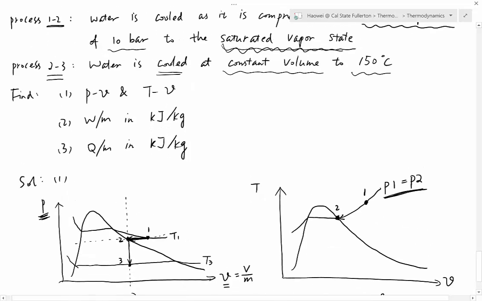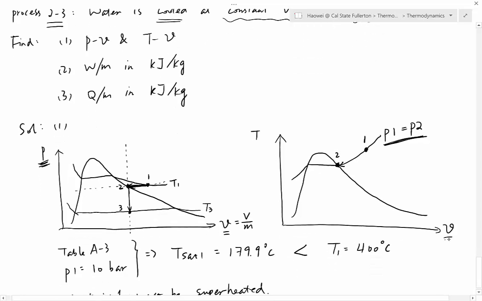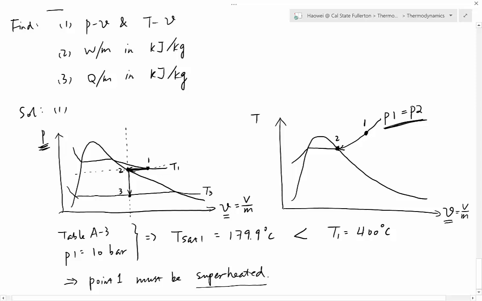And then 2→3. 2→3 again is a constant volume process. So what's going to happen to the x coordinate, which is nu? Nu is equal to, same as before, volume over mass. Volume doesn't change for 2→3. Mass doesn't change because it is a closed system. So nu doesn't change. For 2→3, the x coordinate nu is constant. If the x coordinate is constant, it must be a vertical line. So you can sketch a vertical line across point 2.